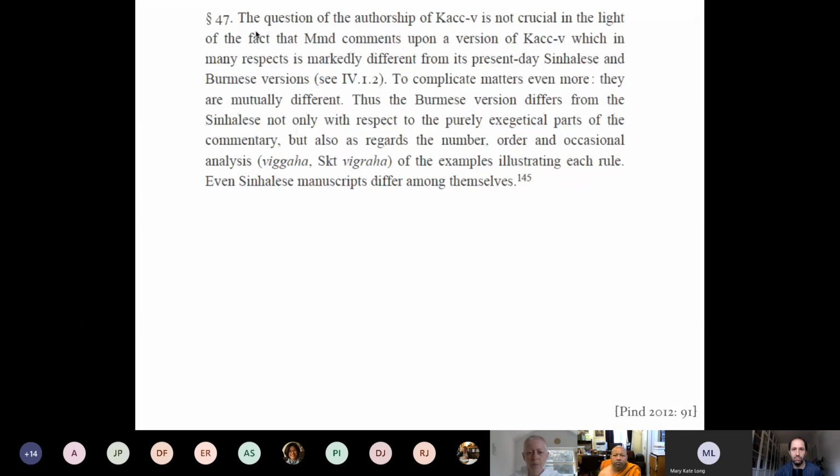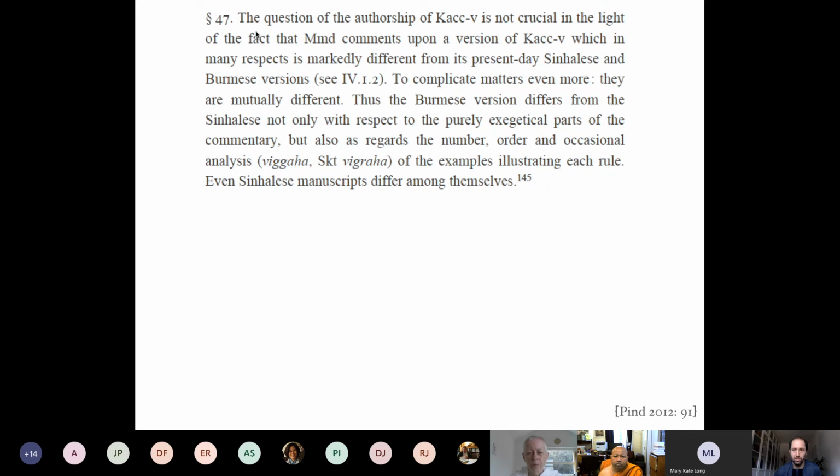He is the authority. His study on the grammatical tradition in Pali is already in the Google Drive folder. You can read it in full. Here I'll just read this important paragraph about the Vritti. He says, quote, "The question of the authorship of Kaccāyana Vritti is not crucial," in the light of the fact that the Mukkamattadipani, that means the Nyasa, the longer commentary, comments upon a version of the Kaccāyana Vritti which in many respects is markedly different from its present-day Sinhalese and Burmese versions. To complicate matters even more, they are mutually different.